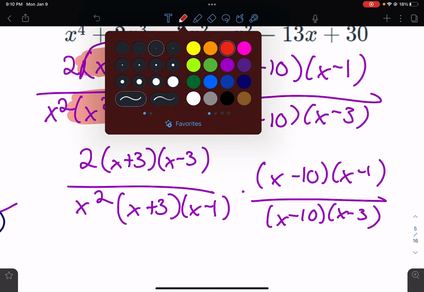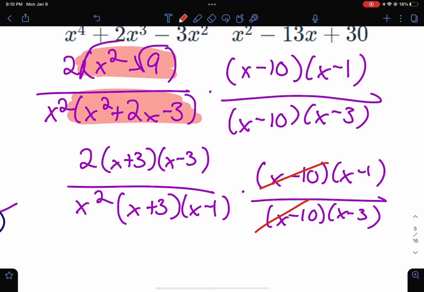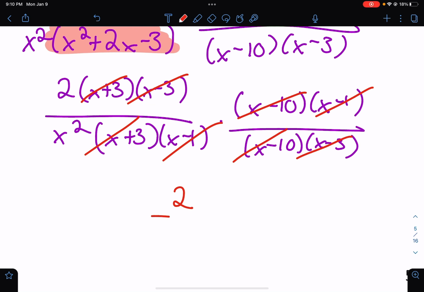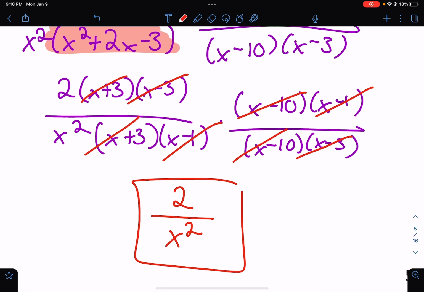All right, and let's cancel, cancel, cancel. And we are going to be left with a 2 all over x squared. So that'd be our answer here.